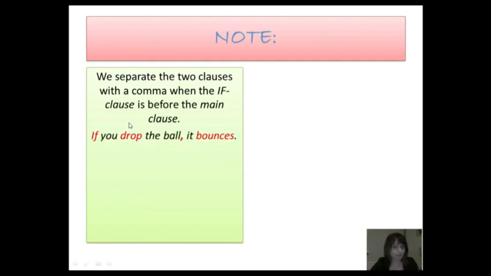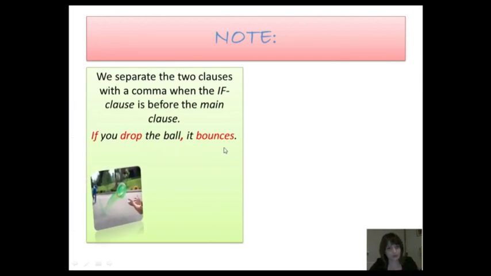Evo i primjera. If you drop the ball, zarez, it bounces. Dakle, dve rečenice, if deo i glavnu rečenicu, smo odvojili zarezom pod jedinim uslovom, a to je da if deo stoji na početku.